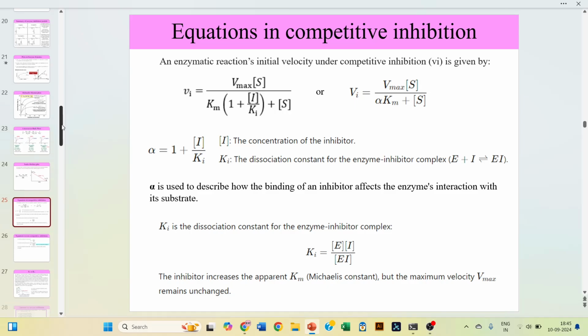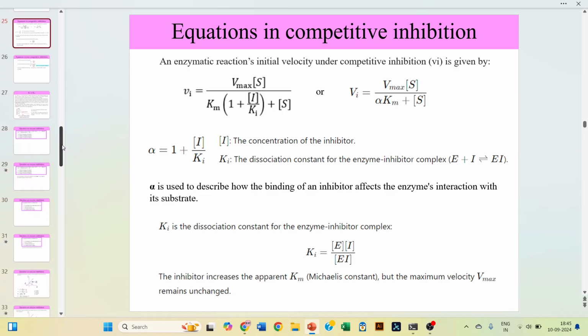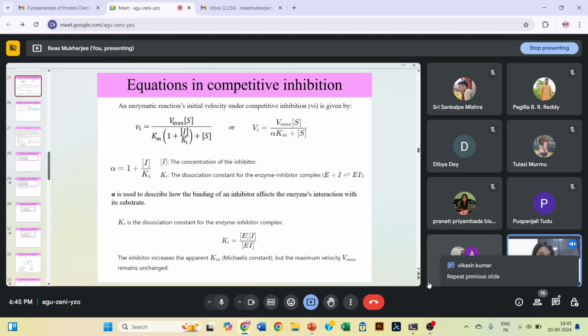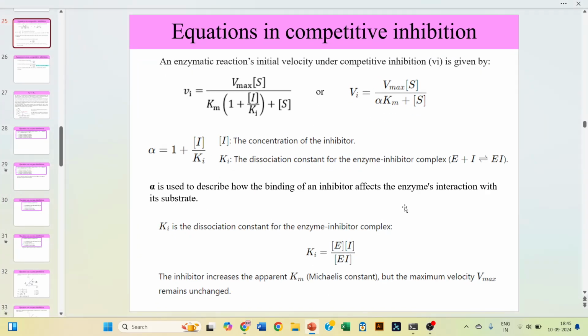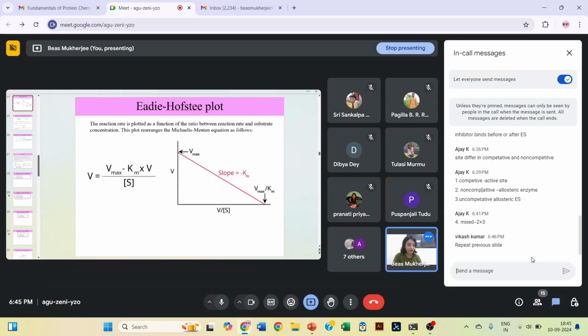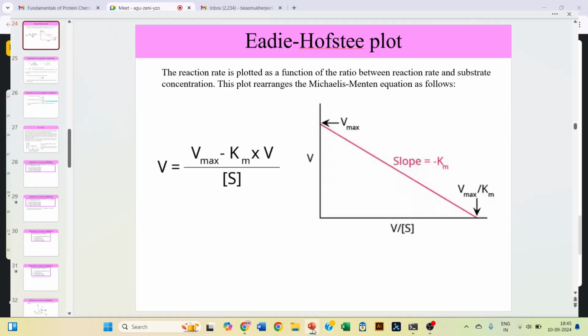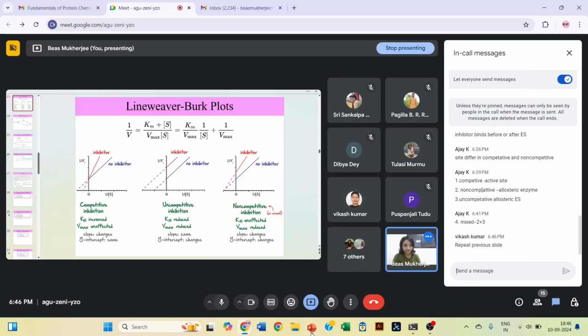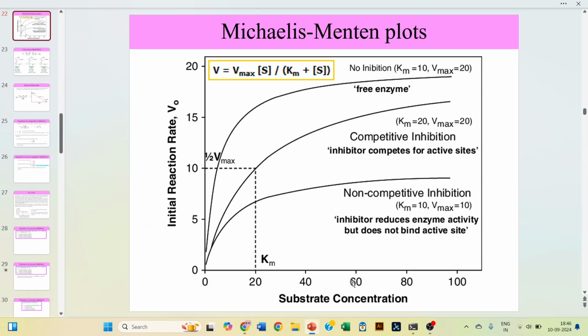Now these equations are very important because for solving any of the numericals you need these equations. So we have 3 slides of these equations, and then we will repeat the previous slide. Which one is it? Eadie-Hofstee. Which one do you want me to repeat? Eadie-Hofstee slide? No, ma'am. Previous. Second previous. Achha, before this. Okay. This one. No, ma'am. Just before this one. Yes, ma'am. Achha, yes, ma'am.